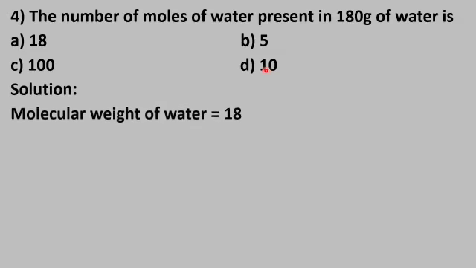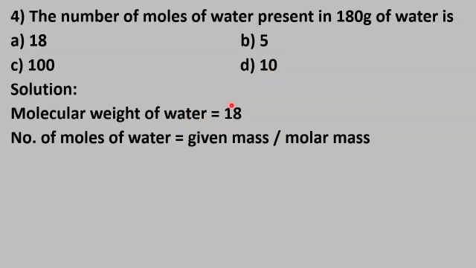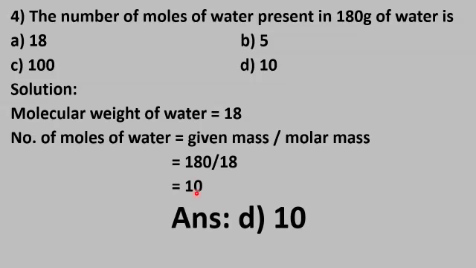Solution. So molecular weight of water, we know that it is 18. So number of moles of water can be calculated by the formula of mass divided by molar mass. So here mass is 180 divided by molar mass 18. You will get number of moles as 10. So hence correct option is option D. So number of moles of water is 10.